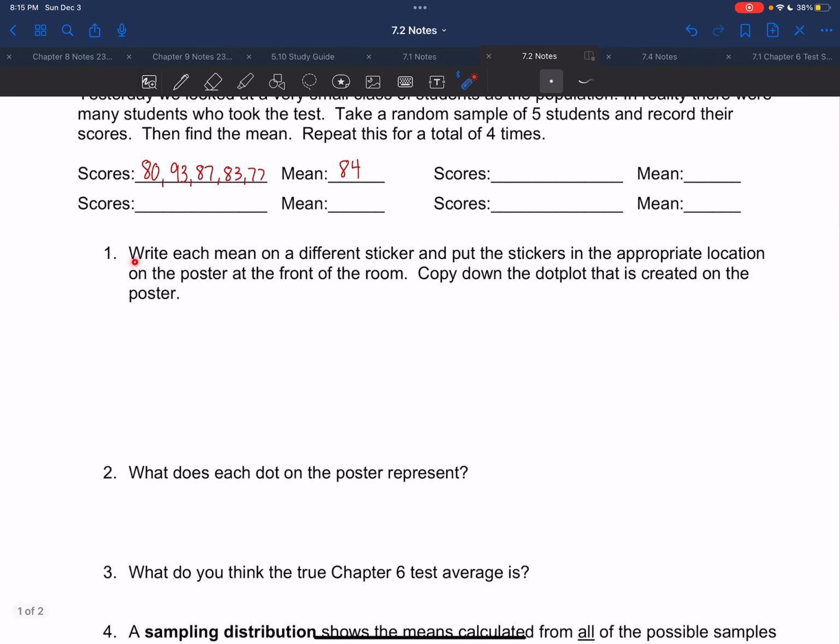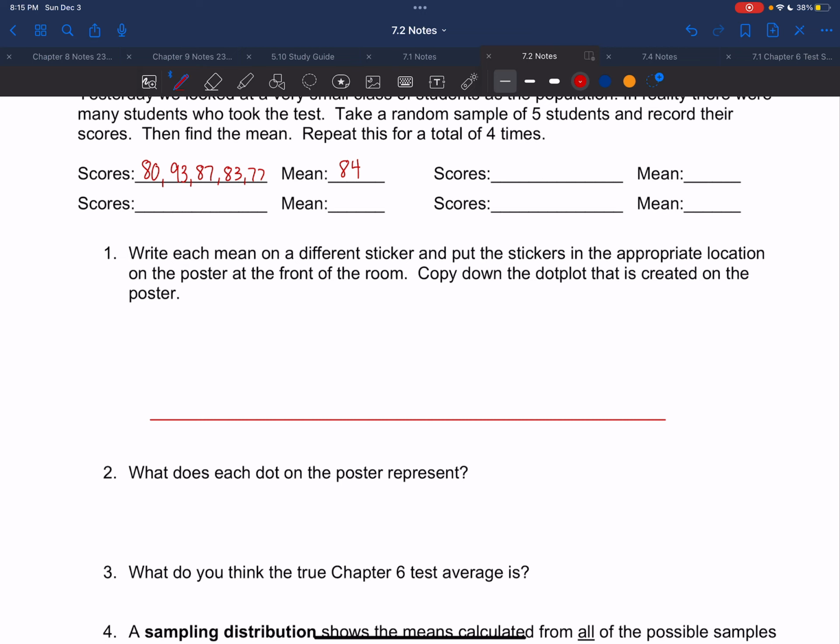Because on question 1, it says write each mean on a different sticker and put the stickers in the appropriate location on the poster at the front of the room. Copy down the dot plot that is created on the poster. So typically we would do this as a class, but I went ahead and made one on my own. And y'all can just copy it after it's been made.